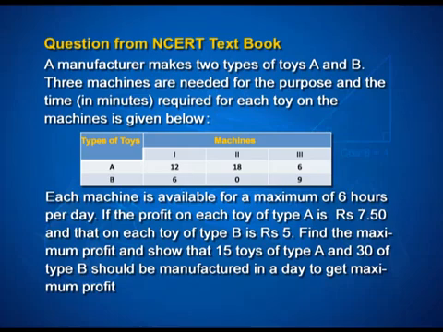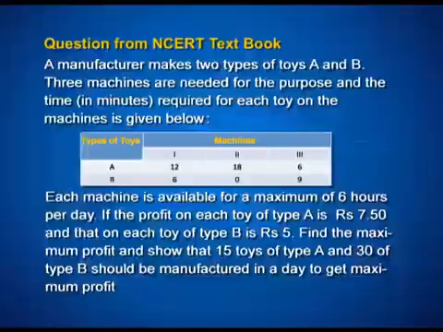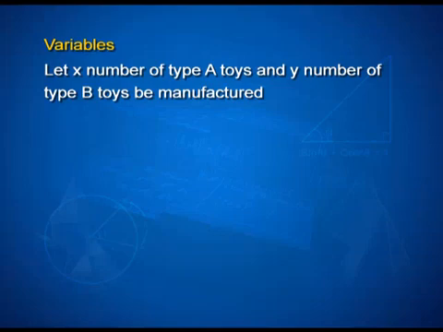Now, what else is given to you? The constraints. Do we work under constraints here? In this case, it is given that the time required for each toy is given in the table, and you are given that the maximum number of hours available for the machine to run is limited to 6. So, that would help us compose the problem. Starting with, of course, as I said, let x be the number of type A toys, y number of type B toys. Objective function, very clear.